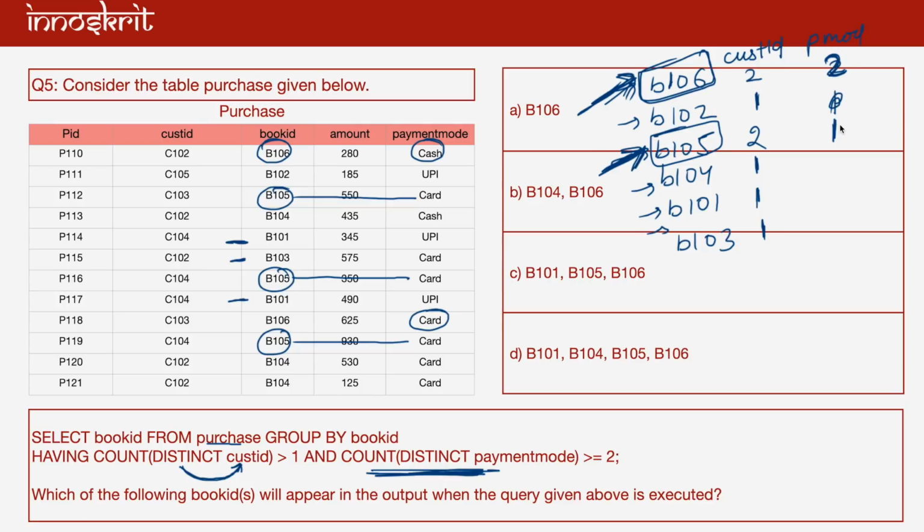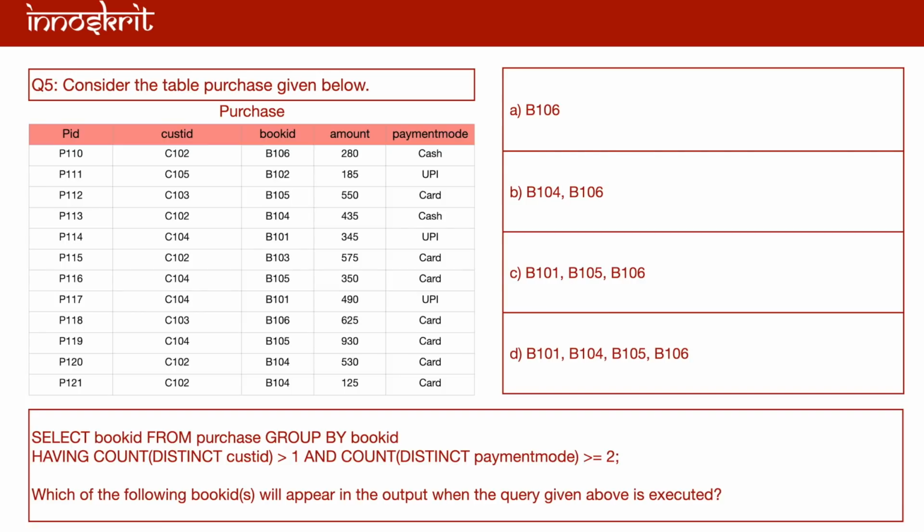Now if you see, to fulfill both the conditions, the distinct customer ID count is greater than 1 for B106, and the payment mode is also greater than or equal to 2. But for B105, the customer ID count is greater than 1 definitely, but the second condition, distinct payment mode greater than or equal to 2, is failing. So finally I am going to select only the book ID which fulfills all the conditions, and there is only one book ID which does, which is B106. So the answer to this question is B106. I hope you have got this question.